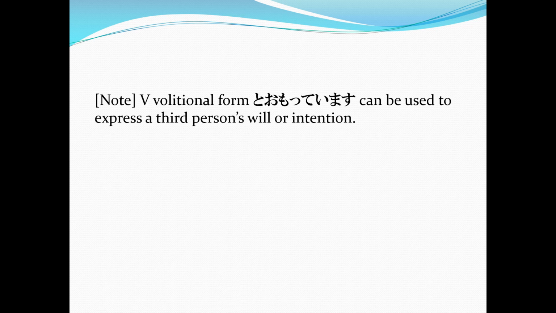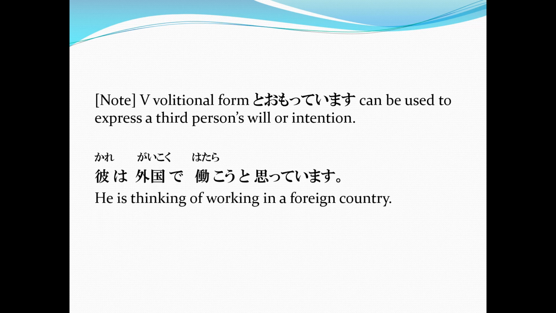Now note how verb volitional form to omotte imasu can be used to express a third person's will or intention. Example, Kare wa gaikoku de hatarakou to omotte imasu. He is thinking of working in a foreign country. In this sentence, the speaker is expressing not the listener's will or intention, but a third person's will or intention, who may or may not be present during the conversation.